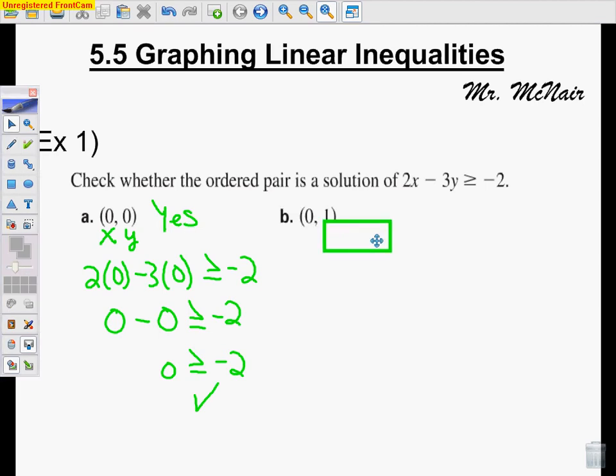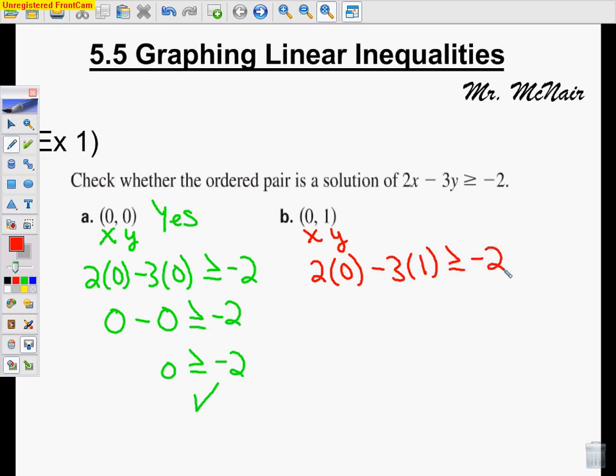Let's try one more. (0, 1). Once again, every ordered pair, x first, y next, or alphabetically. And then we plug them into their corresponding places. 2 times x, x is 0. Minus 3 times y, this time y is 1. Is that greater than or equal to negative 2?